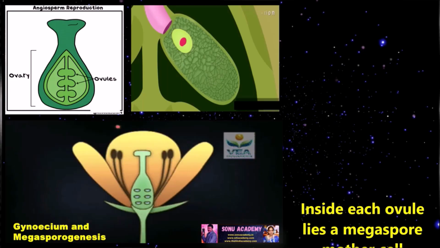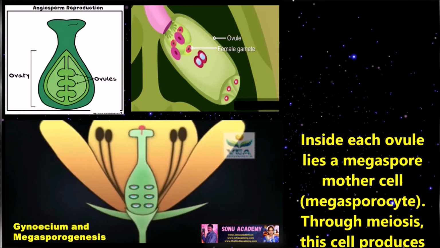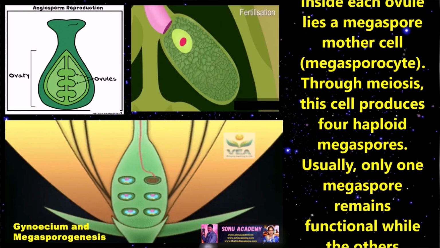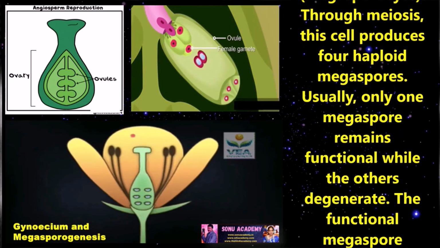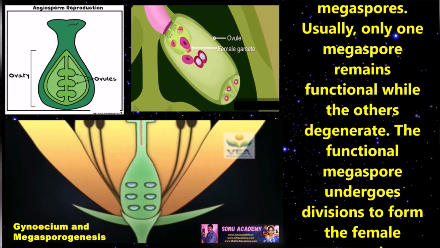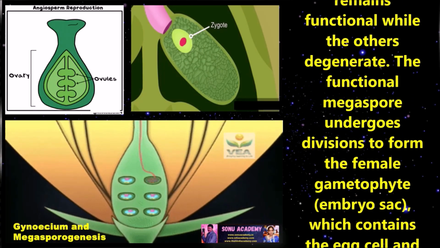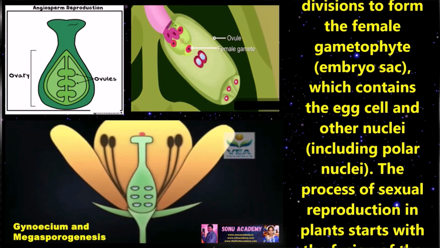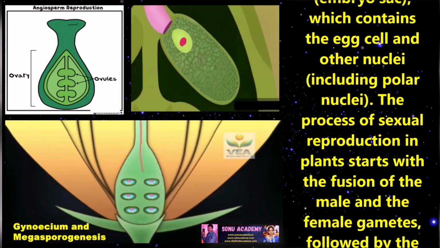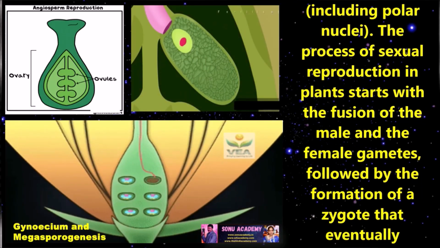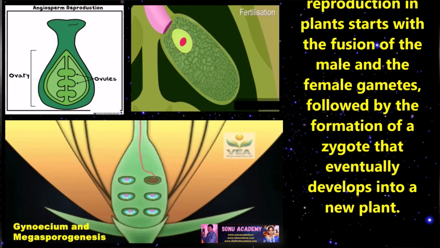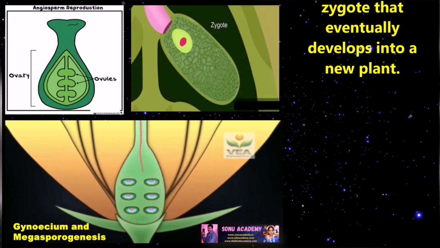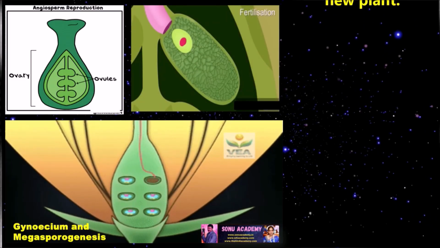And now let us discuss the formation of ovules in the pistil. Inside each ovule lies a megaspore mother cell. Through meiosis, that cell produces 4 haploid megaspores. Usually, only one megaspore remains functional while the others degenerate. The functional megaspore undergoes divisions to form the female gametophyte, which is also called the embryo sac, which contains the egg cell and nuclei, including polar nuclei. By this process, sexual reproduction in plants starts with the fusion of male and female gametes, followed by the formation of a zygote that eventually develops into a new plant.